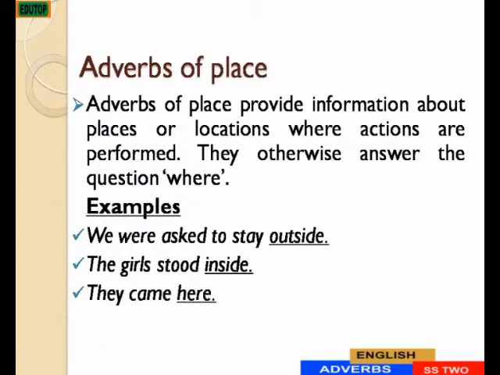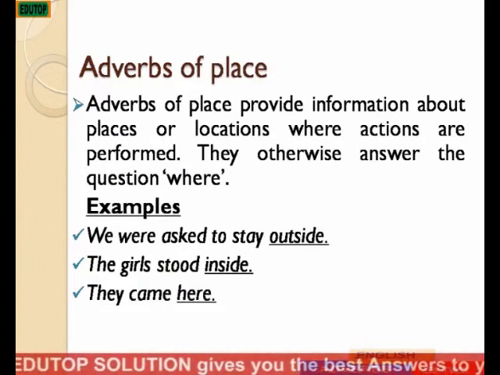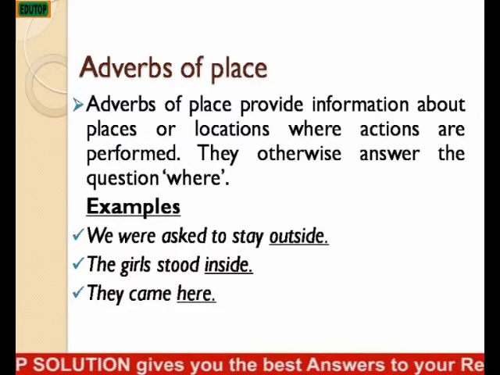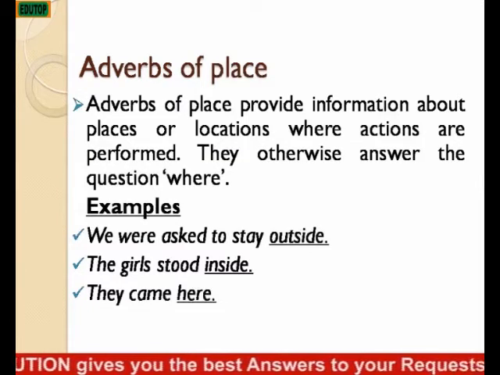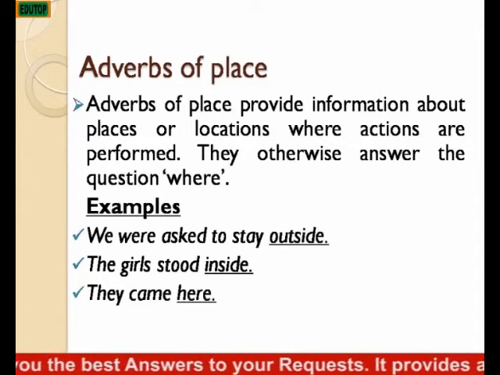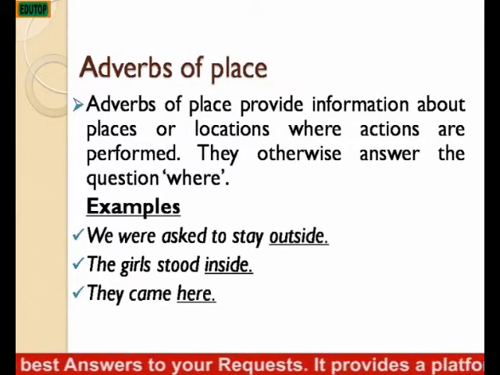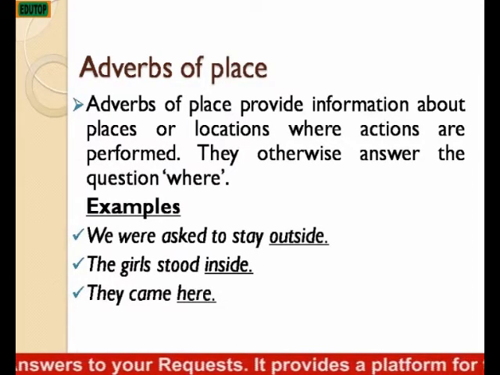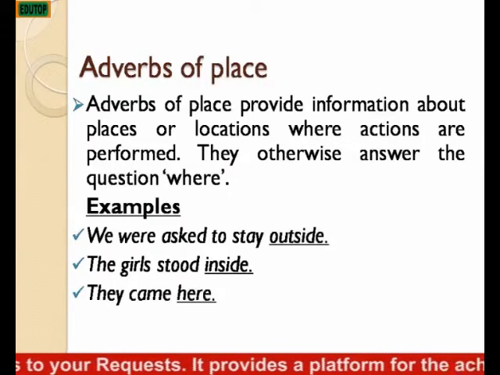Adverbs of place. Adverbs of place provide information about places or locations where actions are performed. They otherwise answer the question where. We have some of the examples as stated here. We were asked to stay outside. The girls stood inside. They came here.